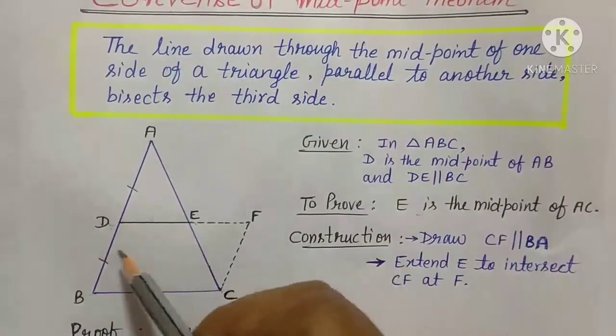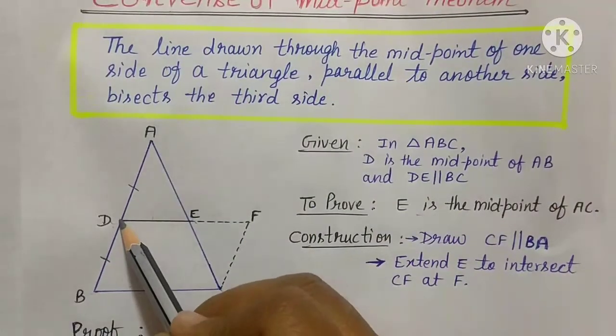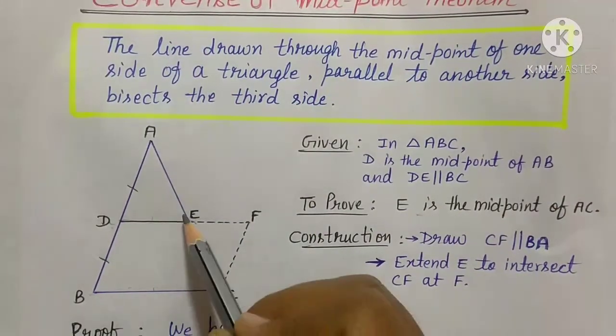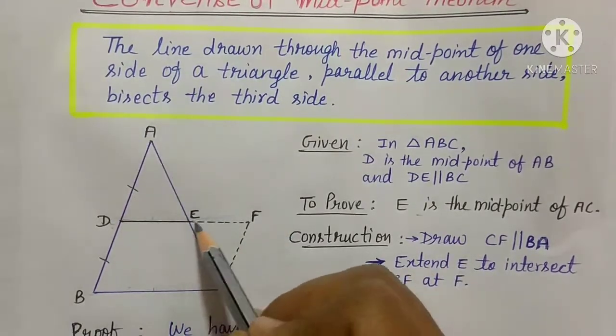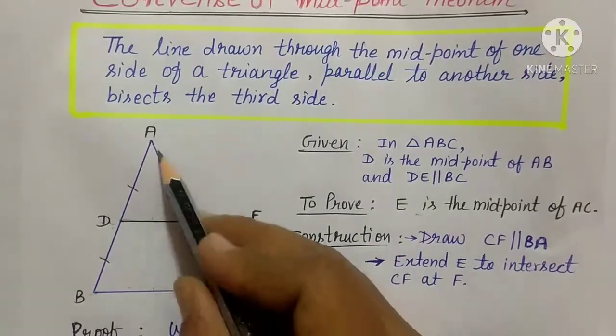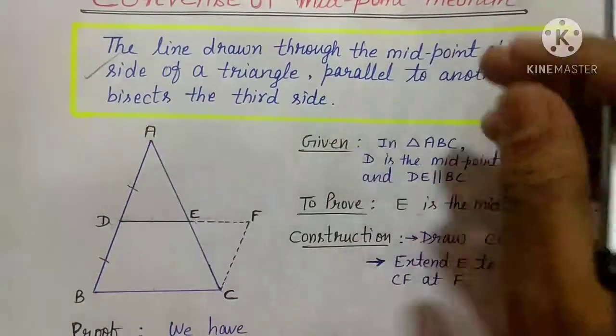We have to prove that if a line segment drawn through the midpoint of one side of a triangle parallel to this side BC bisects the third side. It means this DE line is bisecting AC, so E is the midpoint. If we prove E is the midpoint of AC, we can prove this theorem, the converse of the midpoint theorem.